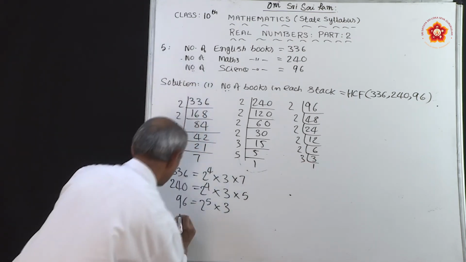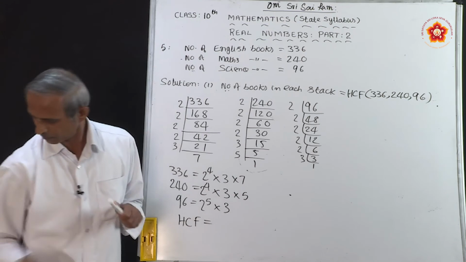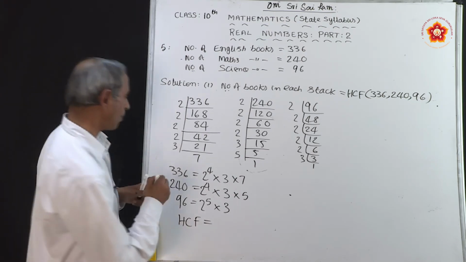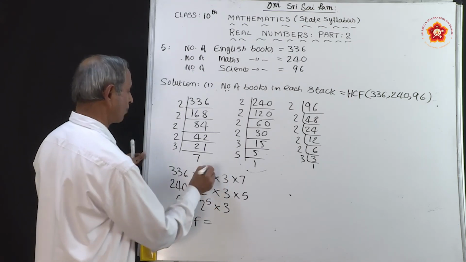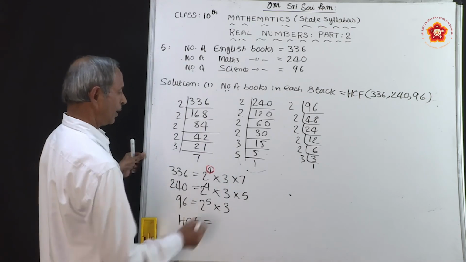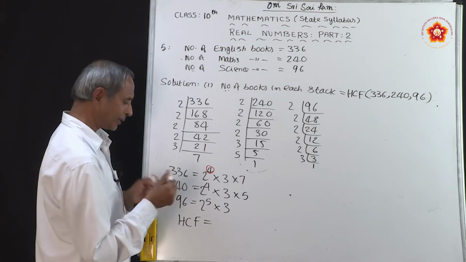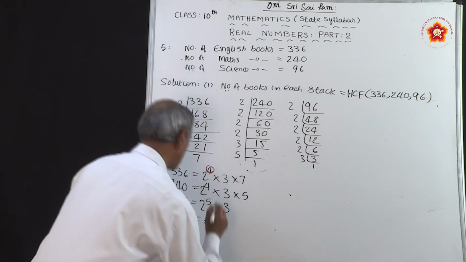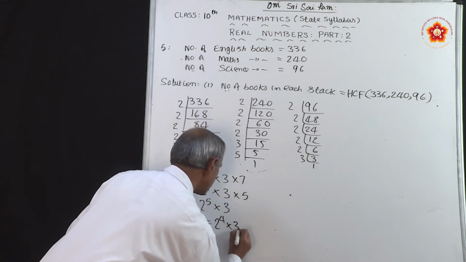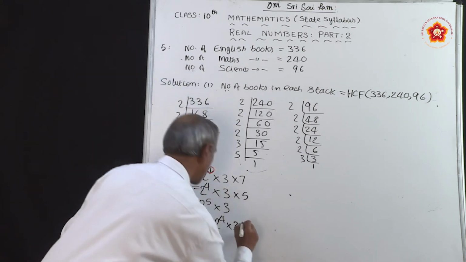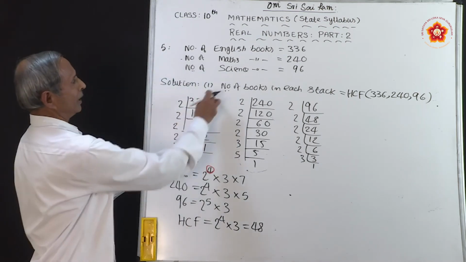Now, to find the HCF, we have to take the lowest power of the common factors. Let us see which is the lowest power among 2. 2 to the power of 4, 2 to the power of 4, 2 to the power of 5, therefore the lowest power is 2 to the power of 4. Among 3, only 1 is there, 3 to the power of 1 is the lowest, and 5 and 7 are not common factors. So, the HCF is 2 to the power of 4 into 3, that becomes 48. Therefore, we got the answer for the first question.